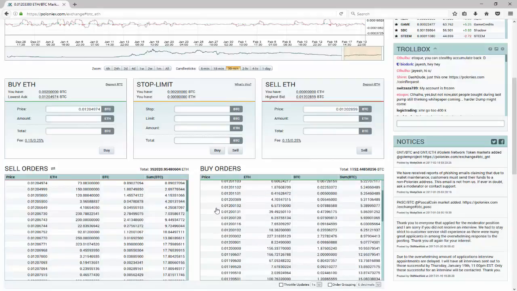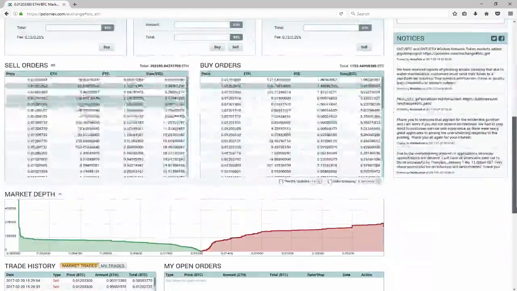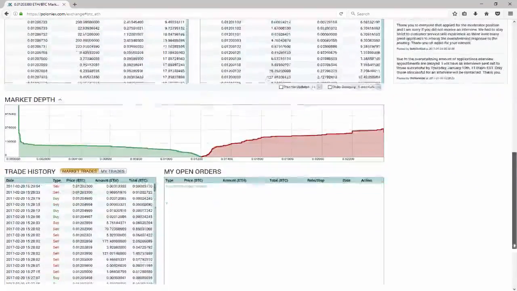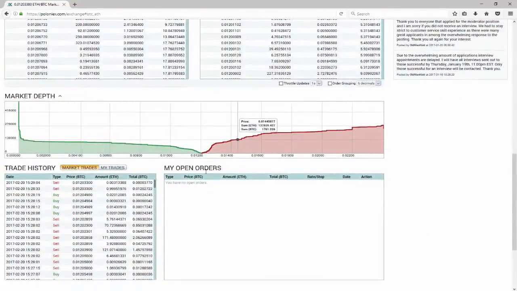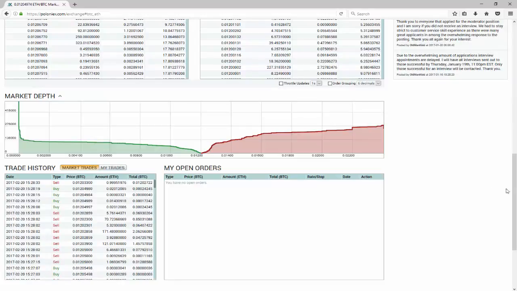And as you can see, the markets and the price are moving quickly. As I scroll down, it'll show the market depth between buys and sells. It'll show my open orders on the books. It'll show the trade history, so you can watch the order flow of trades being executed. And you can click on this for my trades. Now, I don't have any trades because this is just a demo account.